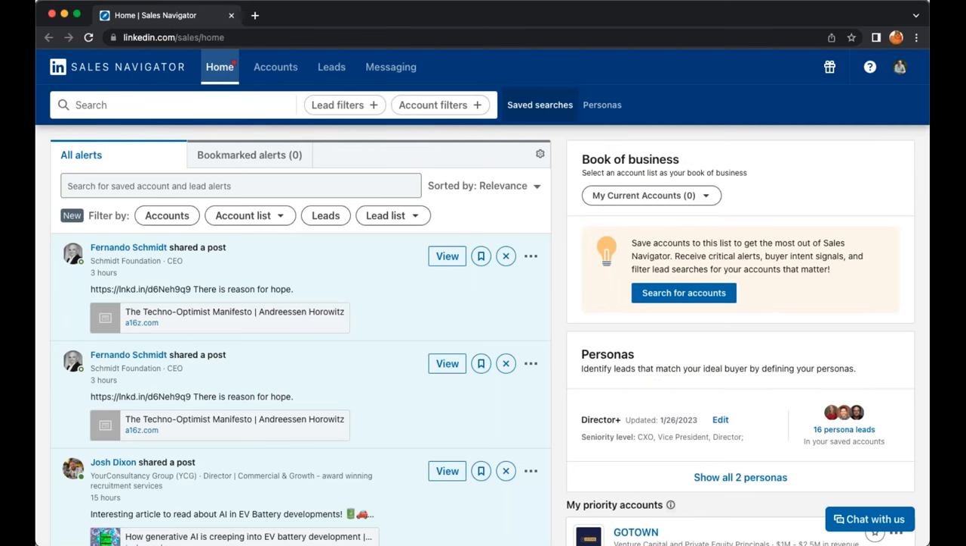But one of the real magic pieces of this is to ask LinkedIn, and I lost my mouse here. I literally cannot see my mouse. I have no idea what I'm clicking on. Okay, there it is. It's back.